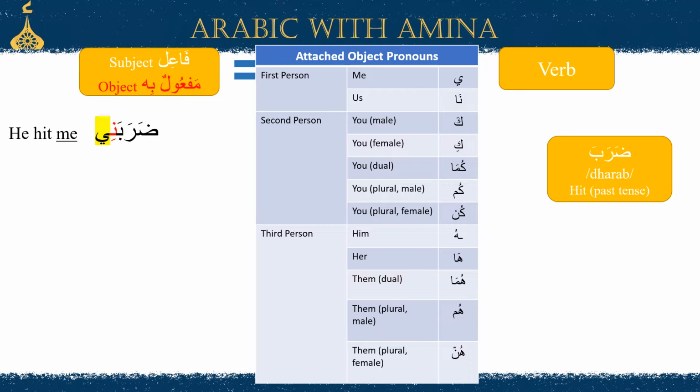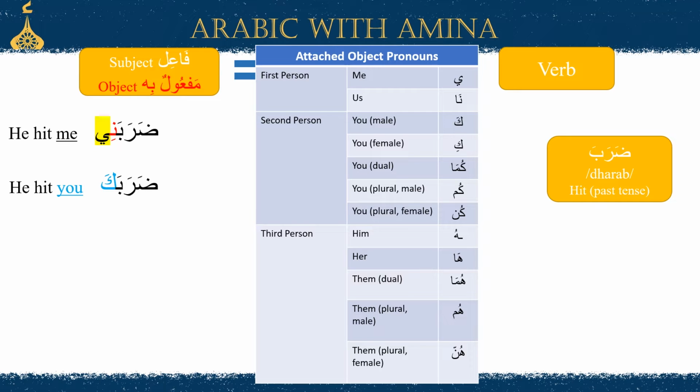ضربني. Another one, we're going to say he hit you, and we're going to be talking to a male. So we're going to take the letter kaf, which is the pronoun for you, male, and it has a fatha on top. So it becomes ضربك. Now the fatha is important because it's what differentiates you, the male version, from the female one. We can see that the female attached pronoun is also kaf, but it has a kasra. So it is ki, whereas the male is ka. Right now we are talking to a male, so we're going to say ضربك, he hit you.